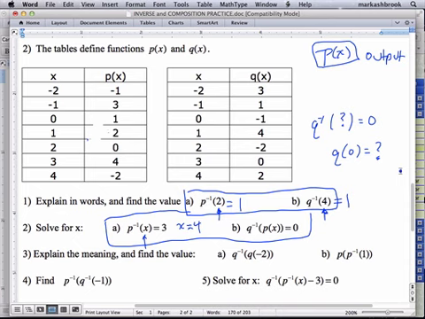No, not 3. Negative 1. Q of 0, okay. If you plug 0 into the Q function, you get negative 1. So negative 1 is this. So P of x is negative 1. Now we're asking what input into just the plain old P function gives negative 1? Negative 2.